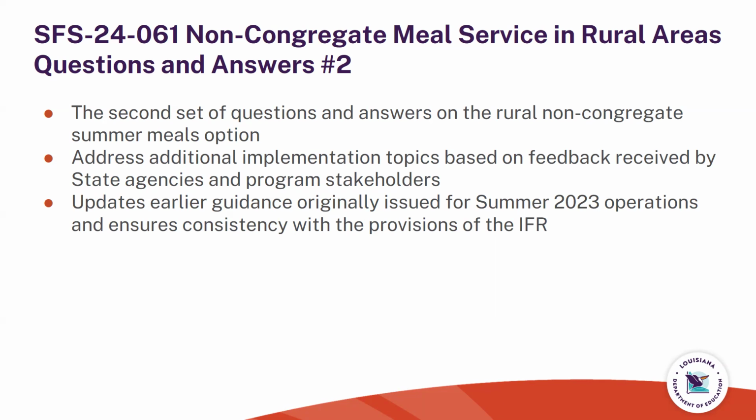The first memo in this series, which was SFS 07-2024, the non-congregate meal service in rural areas, that was questions and answers number 1. That was issued on February 21st, and that was updated earlier guidance. Originally, that was issued in summer of 2023 operations and ensures consistency with provisions in the interim final rule. So please refer to this one as well, especially if you are planning to do non-congregate. It has a lot of questions and answers.